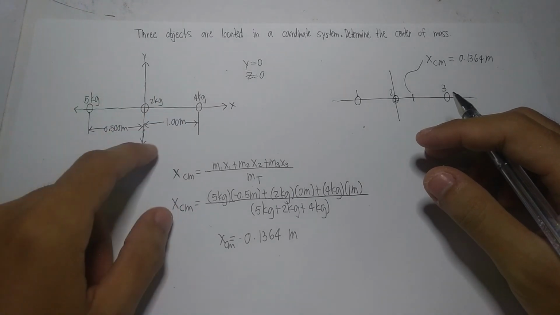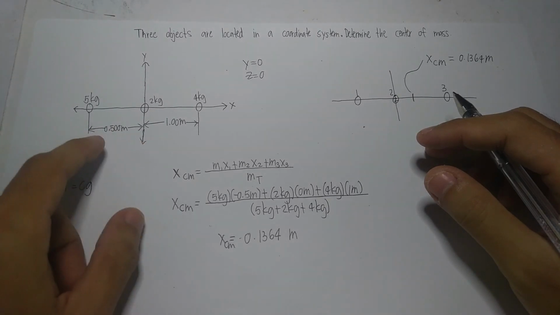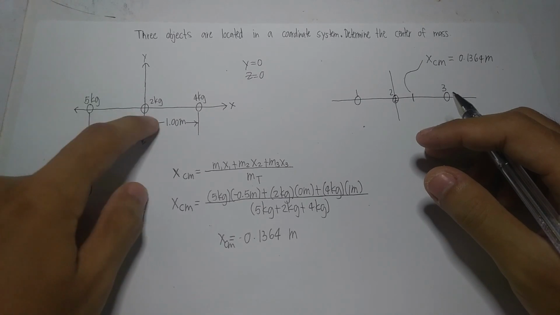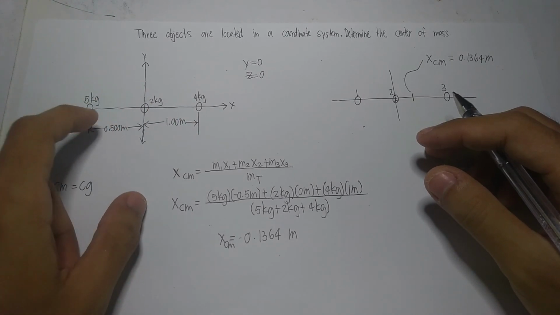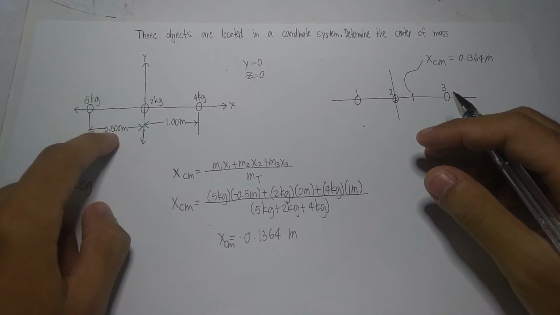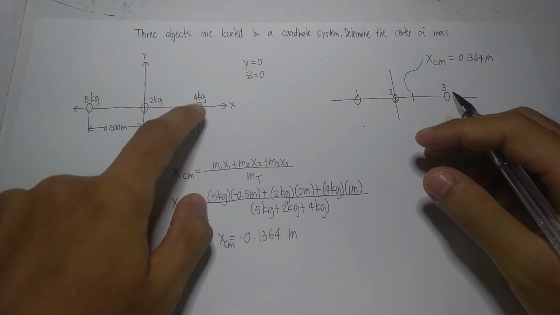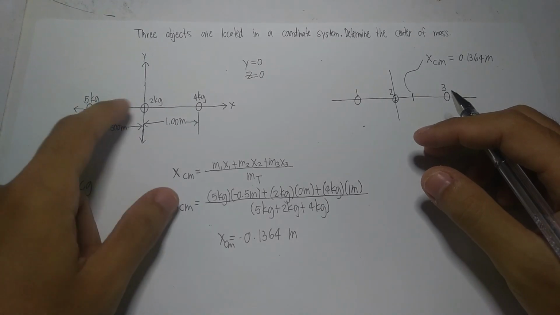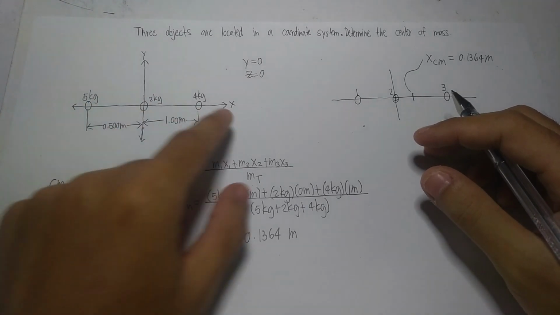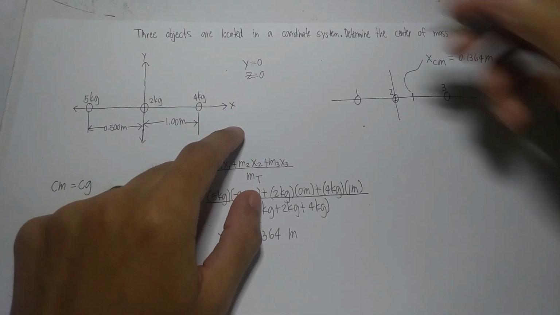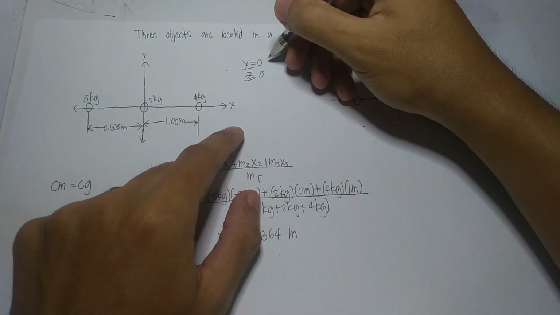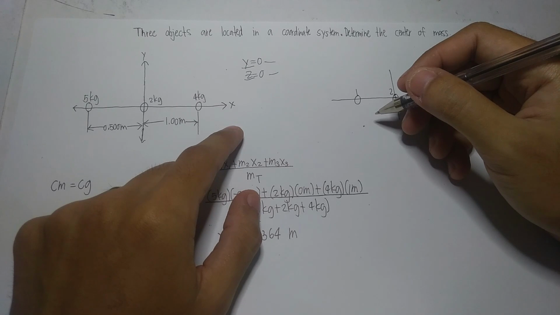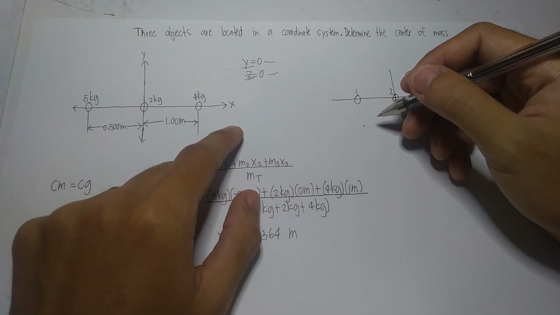Observing this figure, we can also determine that there is a distance between objects 1, 2, and 3. The distance between object 1 and object 2 is 0.5 meters, and the distance between object 3 and object 2 is 1 meter. We should also take note that the three objects are situated on the x-axis, which means that the y and z-axis will have a value of 0. Therefore, they are insignificant in solving this kind of problem because we will just deal with the x-axis.